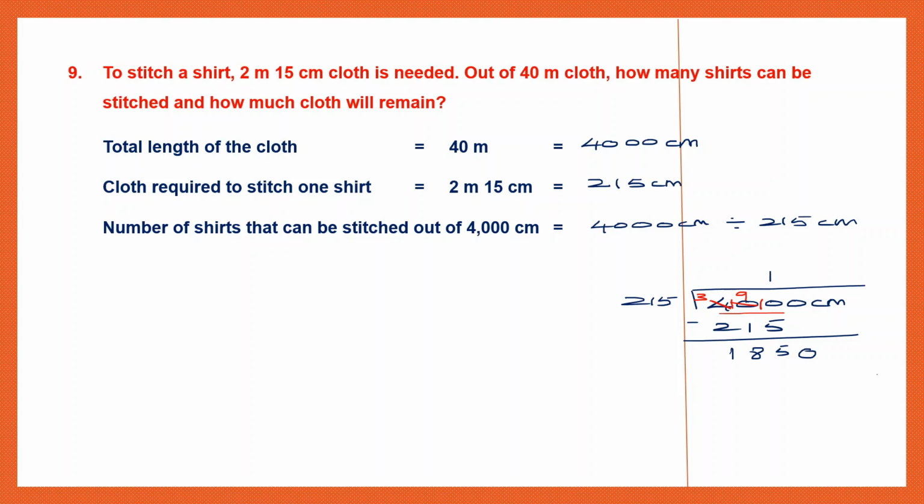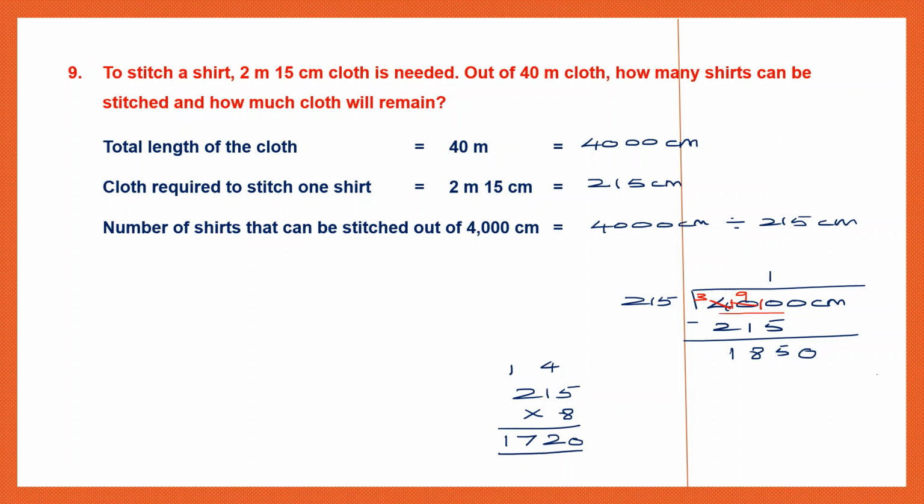Now we have 1850. Now we have to get a number close to this. So 250, let's try by multiplying it by 8 and see what we get. 8 5s are 40, carry 4. 8 1s are 8, plus 4 is 12, carry 1. 8 2s are 16, plus 1 is 17.